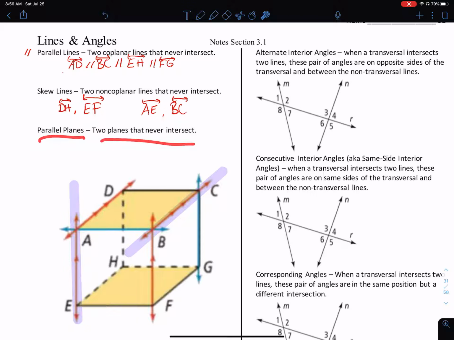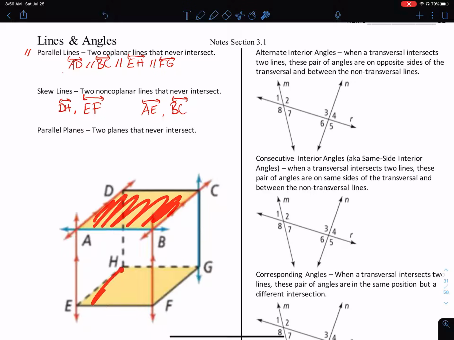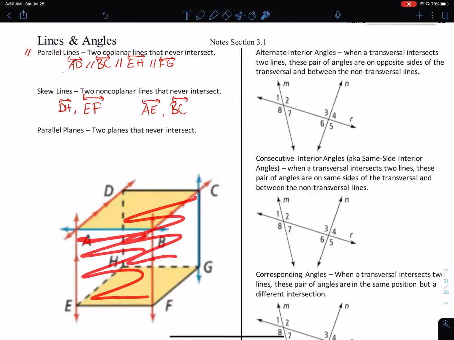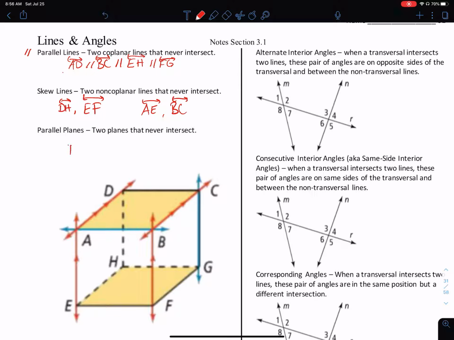Parallel planes, two planes that never intersect. In this picture, a good example of that would be this top yellowish plane and the bottom yellowish plane. So this is a box, the top of the box and the bottom of the box. You could also say the left side of the box and the right side of the box are parallel planes. The front of the box and the back of the box are parallel planes. We'll just name one pair. Plane ABC. When you name a plane, remember, you have to use three non-collinear points. And we use the symbol for parallel to plane, the bottom of this box, plane EFG.